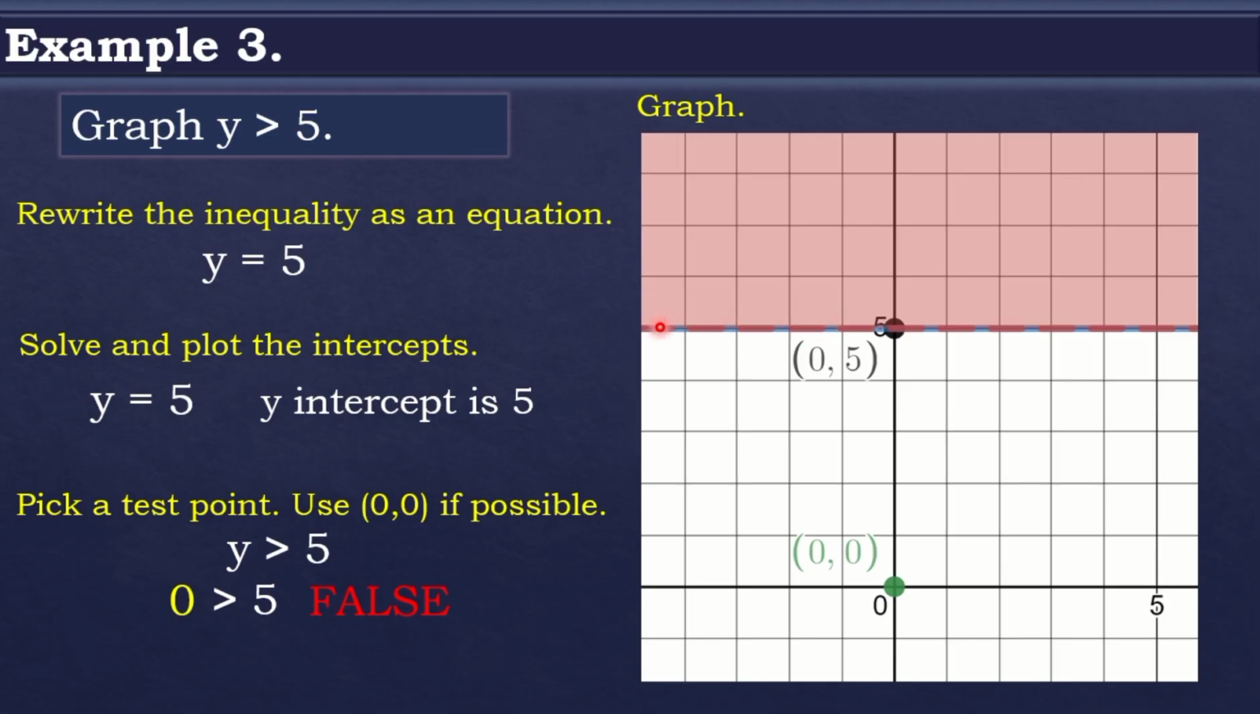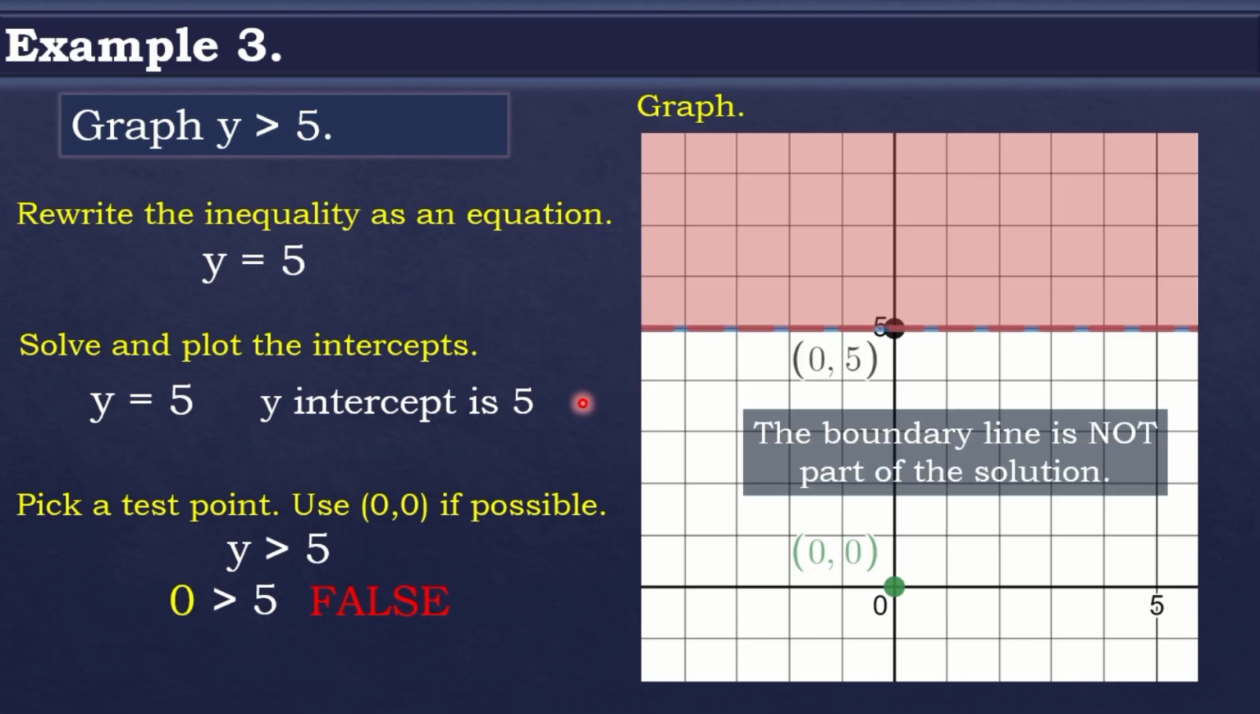So, dyan yung malalaman. And, kapag broken line, ibig sabihin, lahat ng points na nandito sa line na to are not part of the solution. So, hindi sila kasama. Okay? Etong (0, 5), hindi siya kasama at lahat ng points dito. Bakit? Kasi your boundary line is a broken line. Okay, let's have the next one. So, the boundary line is not part of the solution. So, this is the graph of y is greater than 5.